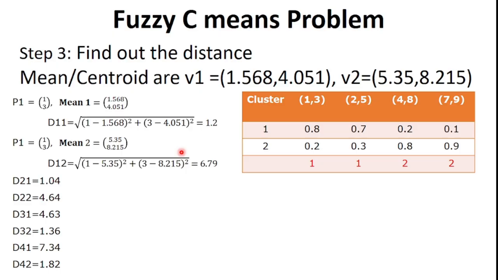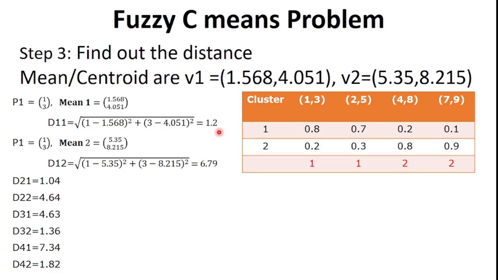Now we need to calculate the distance between the data points and V1 and V2, mean 1 and mean 2. For the first data point alone, let me calculate. The first data point is 1, 3 and the mean of 1 is 1.568, 4.051. By the Euclidean distance method, let me calculate the distance D11, which is equal to the square root of 1 minus 1.568 the whole square plus 3 minus 4.051 the whole square.